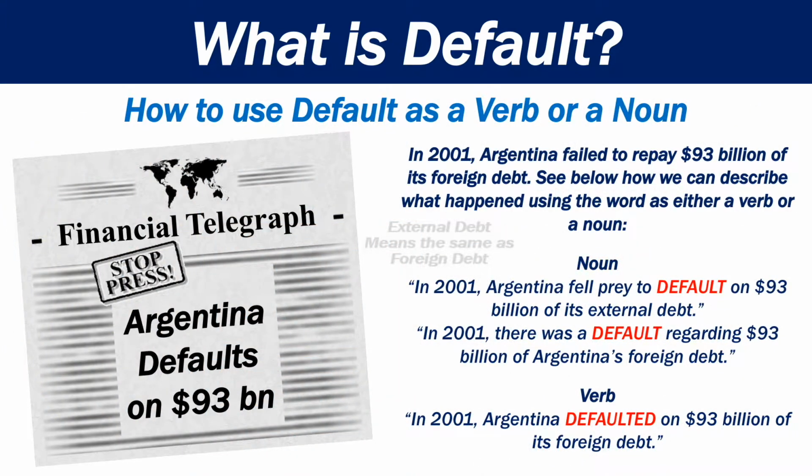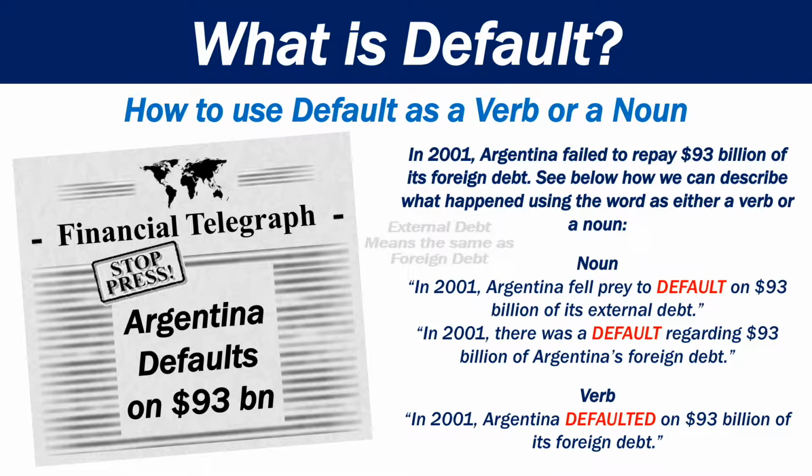How to use default as a verb or a noun. In 2001, Argentina failed to repay $93 billion of its foreign debt. We can describe what happened using the word as either a verb or a noun. As a noun: in 2001, Argentina fell prey to default on $93 billion of its external debt. In 2001, there was a default regarding $93 billion of Argentina's foreign debt.